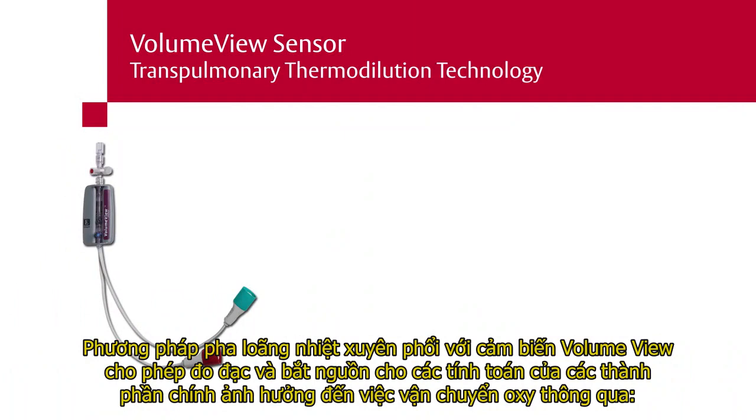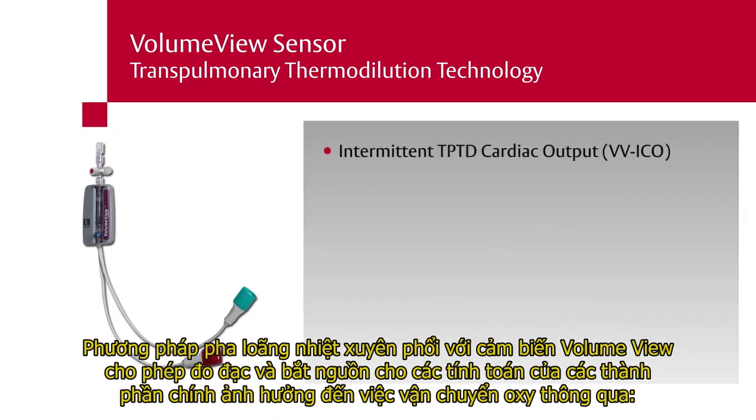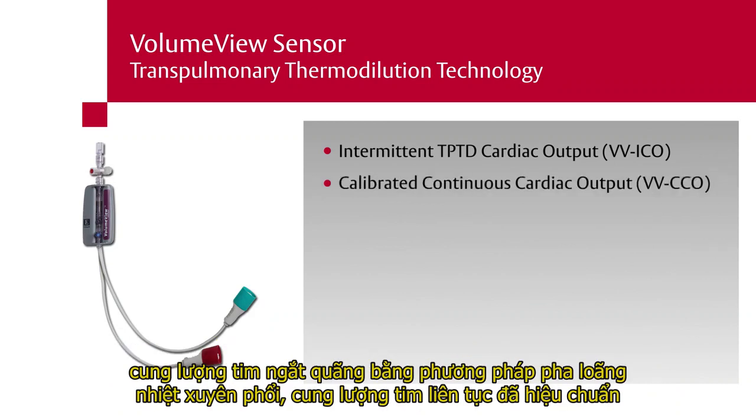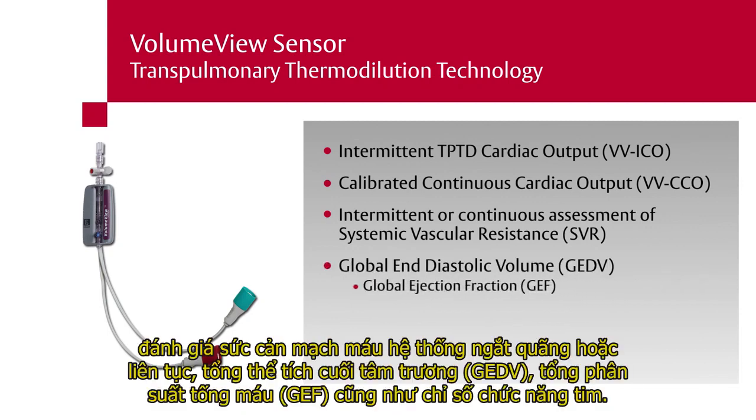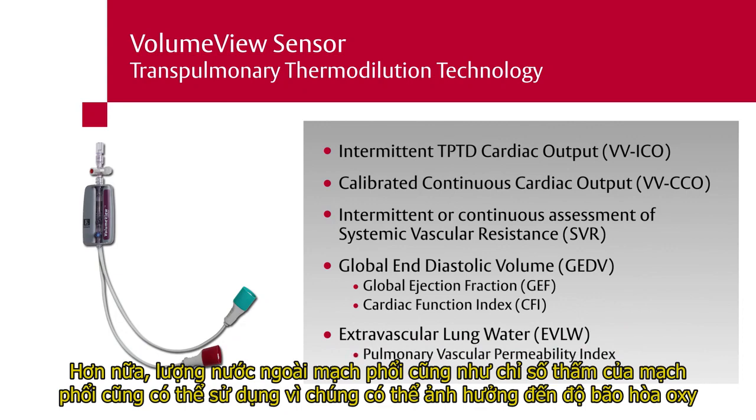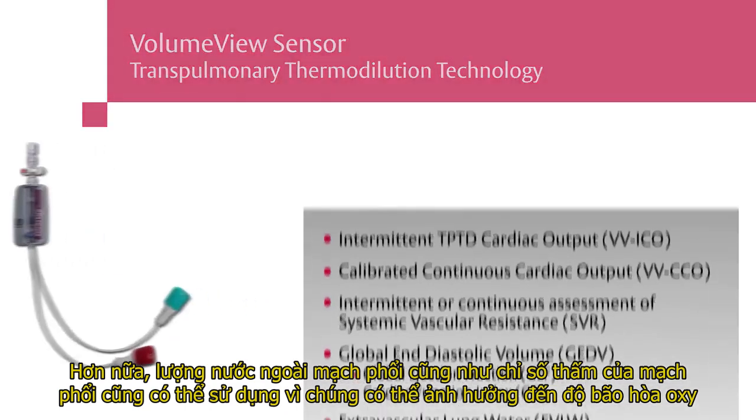Transpulmonary thermodilution with the VolumeView sensor allows for the measurement and derived calculations of the elements that affect oxygen delivery through intermittent transpulmonary thermodilution cardiac output, calibrated continuous cardiac output, intermittent or continuous assessment of systemic vascular resistance, global end diastolic volume, global ejection fraction, as well as cardiac function index. In addition, extravascular lung water, as well as pulmonary vascular permeability index can be used, which may affect oxygenation.